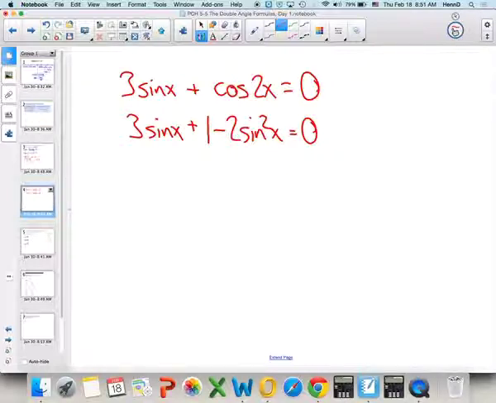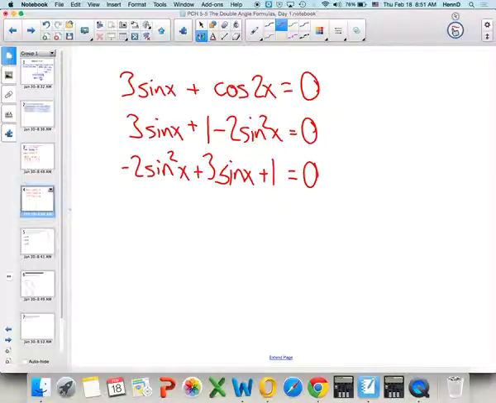Well, this is a polynomial, right? We could do that, but how do we solve polynomials? Keep it equal to 0 and try to factor, right? Yeah. So, I'm going to rearrange this so it's a negative 2 sine squared x plus 3 sine x plus 1. And then what would I do next to make it easier to factor?